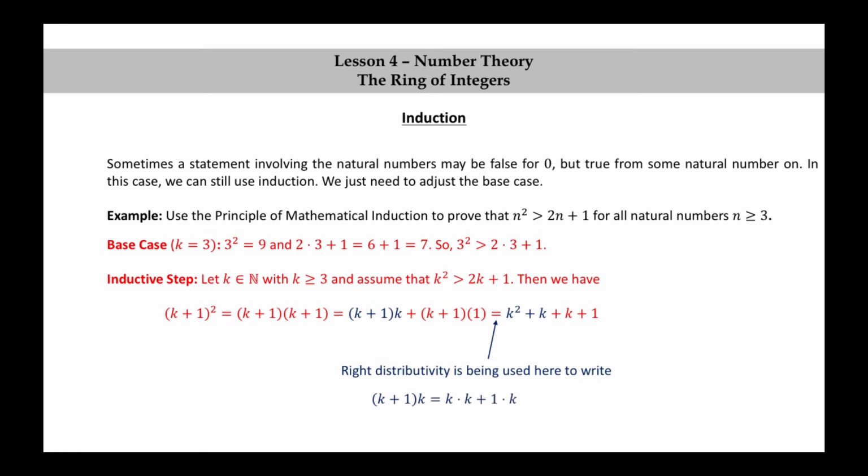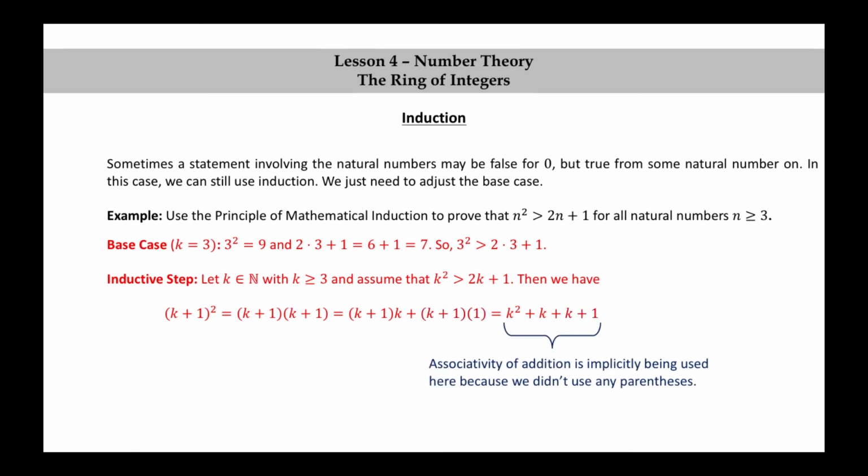Here are the details. (k plus 1) times k is k times k plus 1 times k, which is k squared plus k. Notice how we used the multiplicative identity property here to write 1 times k as k. And to write (k plus 1) times 1 as k plus 1, we again use the multiplicative identity property. Notice also that we're implicitly using associativity of addition because we didn't use any parentheses here. Associativity of addition allows us to drop all the parentheses whenever we're adding a bunch of things.